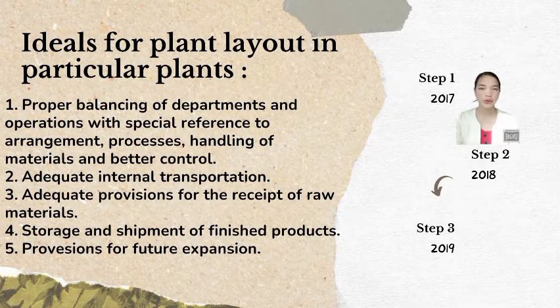There are recognized ideals for plant layout in particular plants. These are, first, proper balancing of departments and operations, which especially refers to arrangement, processes, and handling of materials. The second one is adequate transportation. The third one is provisions for removal of waste. The fourth one is storage and shipment of finished products. And the last one is provisions for future expansion.